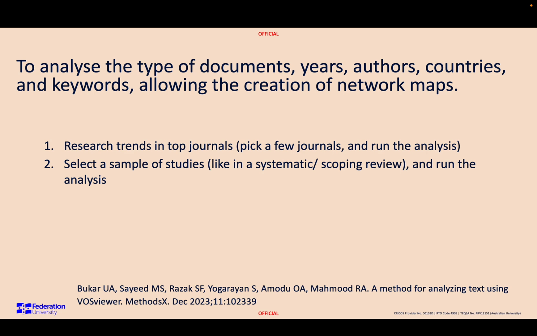And the second way is first we need to have a sample of studies rather than going for a set of journals. We need to have a proper inclusion and exclusion criteria, just like in systematic and scoping reviews. So we screen them and have a final set of studies in a particular research area, and then run the analysis in the same way.